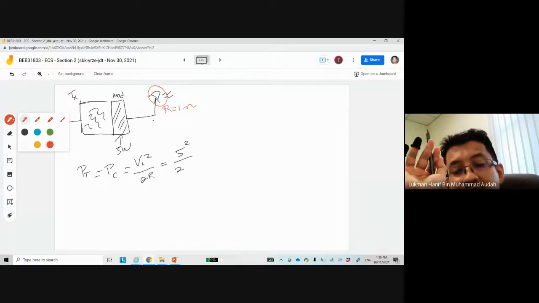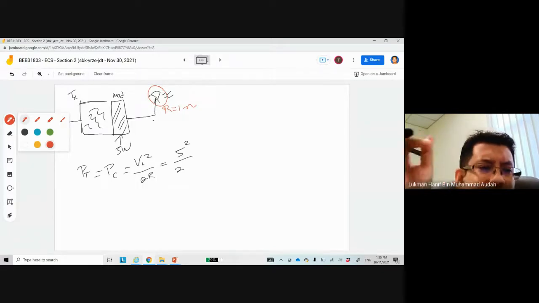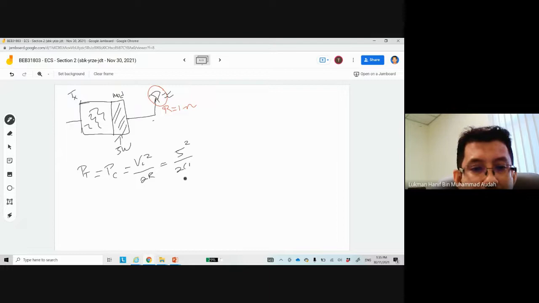Biasanya kita beri. Kalau kita bagi pelajar assume, nanti ada pelbagai jawapan. Kami yang tanda pun penat. Okay, so dalam exam kita akan beri nilai R. Okay, so don't worry about that. So here let's assume it is equal to 1. Okay, so this is equal to 12.5 watt.